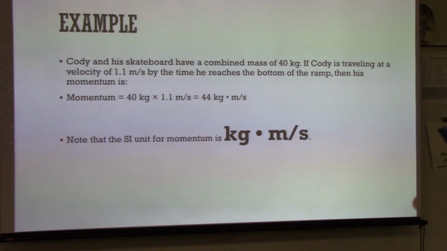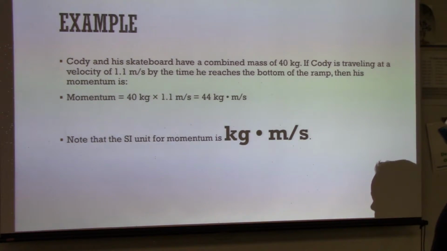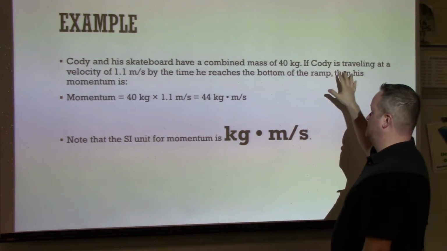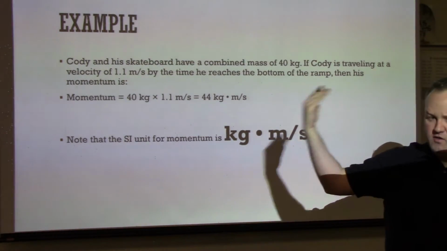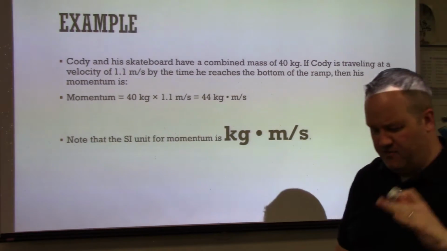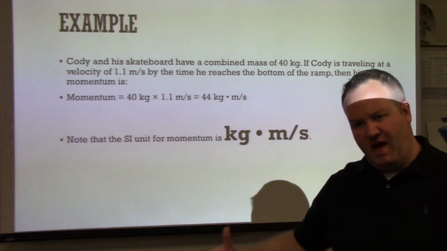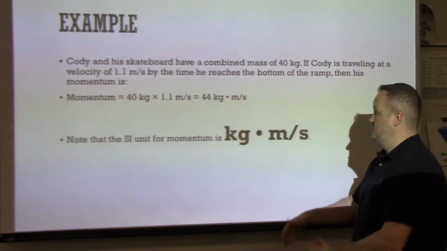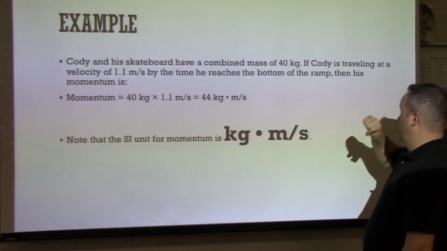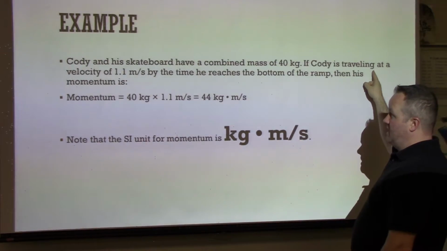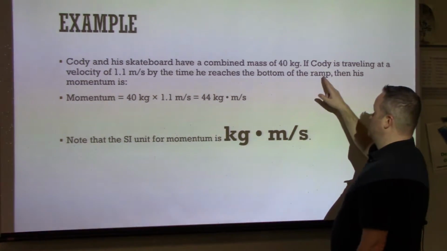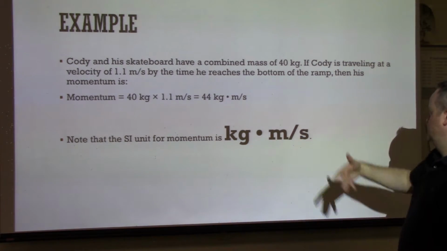So here's an example. Let me read it to you because I'm not sure if you can see it or not. Cody and his skateboard have a combined mass of 40 kilograms. There's a kid on a skateboard, and if they're both moving together, you have to add those two masses together to get the total mass because it's moving at the same time. So the combined mass is 40 kilograms. He's traveling at a velocity of 1.1 meters per second by the time he reaches the bottom of the ramp. So you assume that he's on a ramp.